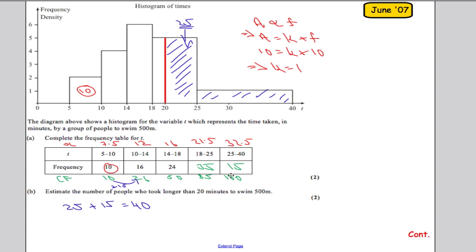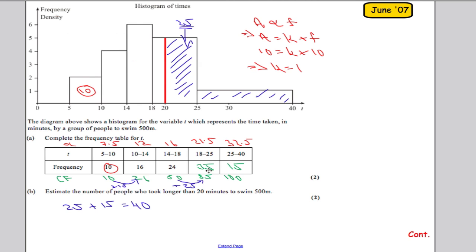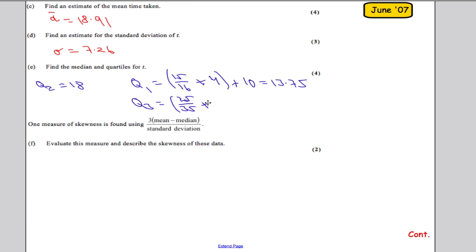The upper quartile is going to be the 75th person. At this point I've got 50, this point I've got 85, so I need 25 more people, 25 more of the 35 that's in this group. So 25 out of 35 multiplied by the class width. The class width for this group is 7, and add on the lowest bound, which is 18.